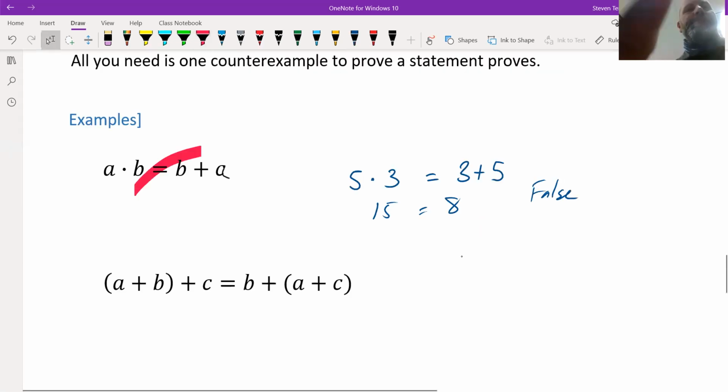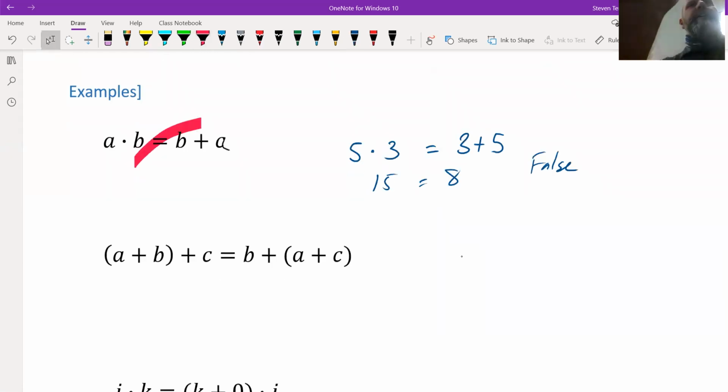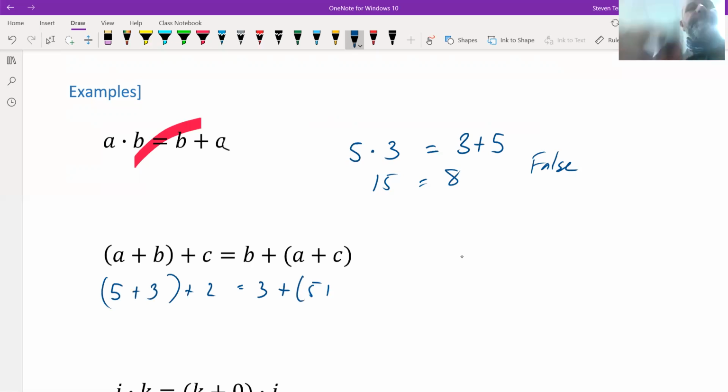Another example. Let's go down to A plus B, grouped together, plus C equals B plus, in the grouping of A plus C. In this scenario, I'll just pick out some numbers here. I'll use 5 again, plus 3. C, I'll just use a 2. B is 3, just following the example here, and A is going to be 5, plus 2.